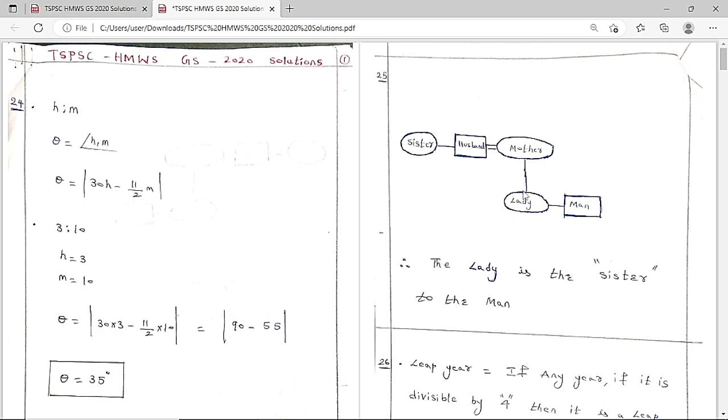The lady is the sister to the man. So this is a correct solution of this question. Basically we can say that, see, there is a mother and a husband. For this husband, there is a sister. And for this husband and wife, we have one girl and one boy, so one daughter and one son.